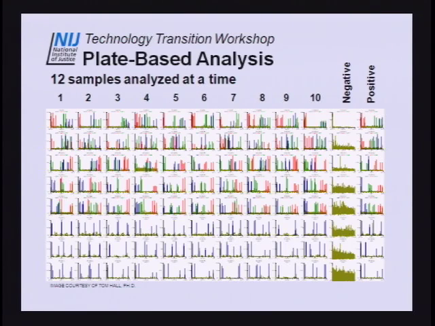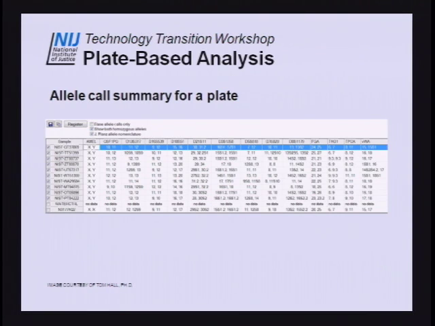Same thing as mitochondria, you can do 12 on one plate. Usually 10 though with a positive and a negative control. A summary of allele calls, it's going to look very familiar. It's just a profile. So there's 10 samples here. Actually this one has 12. No, 10, positive and negative.